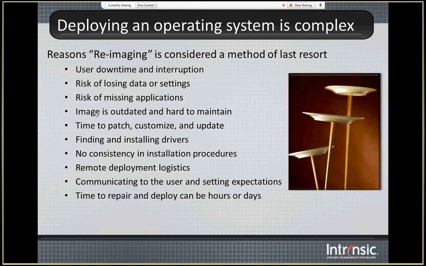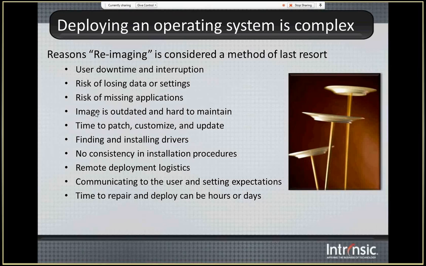We also deal with remote deployment logistics. What happens if a home user, for example, has a problem with their machine? How do you get the system back up and running? It's typically, we'll send you a computer, you send us your old computer, we'll fix it, and then cross ship again. That is very time consuming and down time for the user and very expensive by just the shipping cost alone.